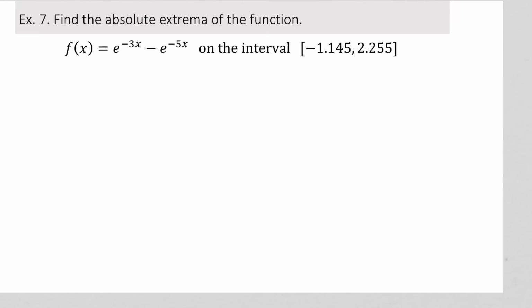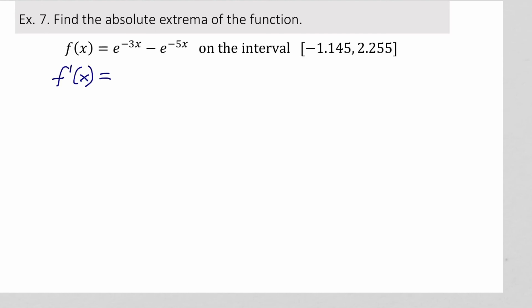Example 7. Find the absolute extrema of this function. Once again, we have a closed interval. So these are continuous functions. The e to the x function will be continuous over this interval. So we can go ahead and find the critical values, taking the first derivative.